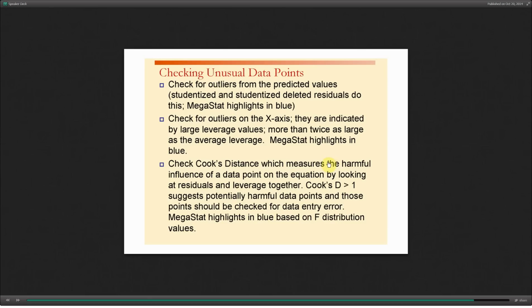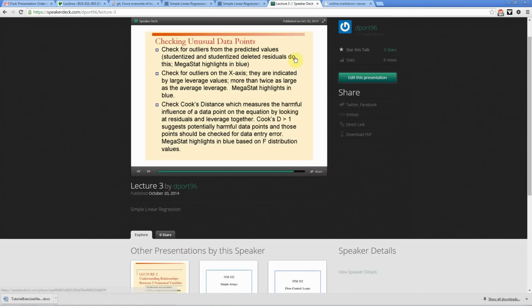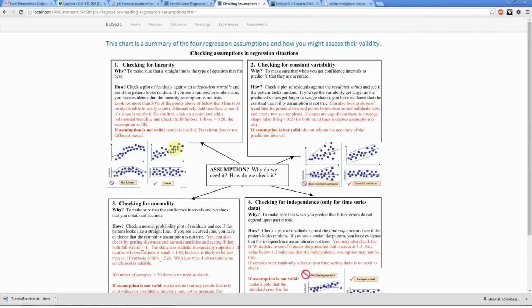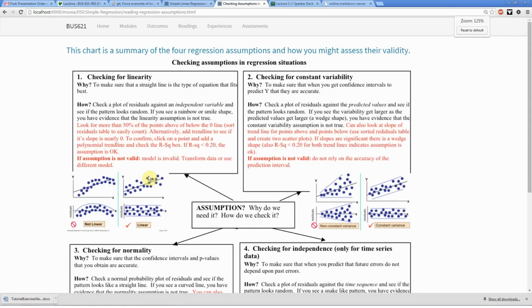Okay, so again, let's take a quick look at our charts here. So checking assumptions and rule of thumb, we have this lovely guide here that says, one, when we have a linear regression, we need to first check to see whether there is linearity. And you could look at the residuals against the independent variable and see that there is no pattern or that the slope is 0. And there's a rule of thumb for that.